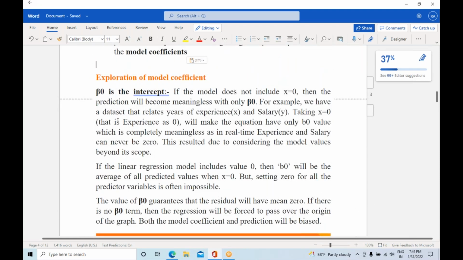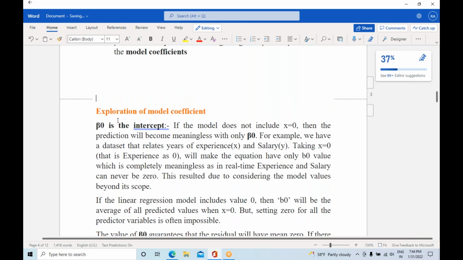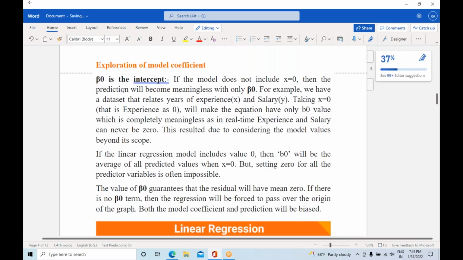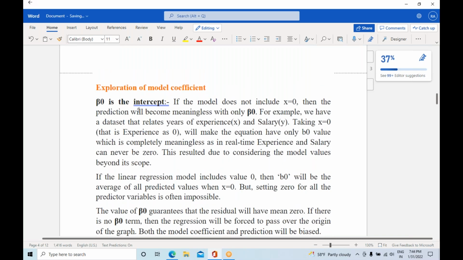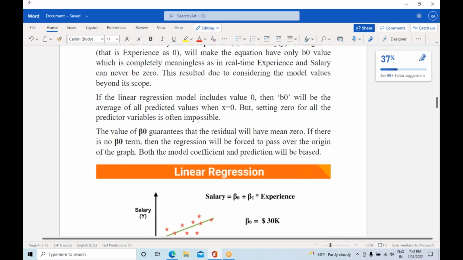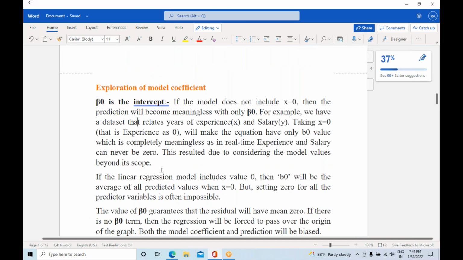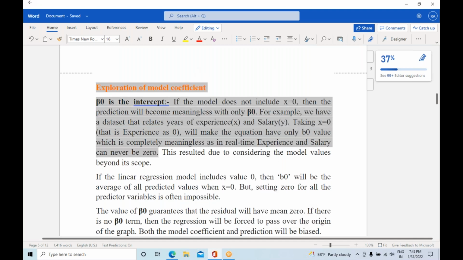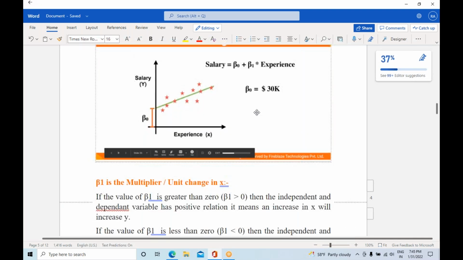Okay, so let's talk about the explanation of the model coefficient. I think I already explained it in my verbals. Beta naught is the intercept. If the model does not include x equals 0, then the predicted value is meaningless. There is a lot of information there, but that is not a big issue. I'm just removing this information because you are already aware of it, and it would be confusing.